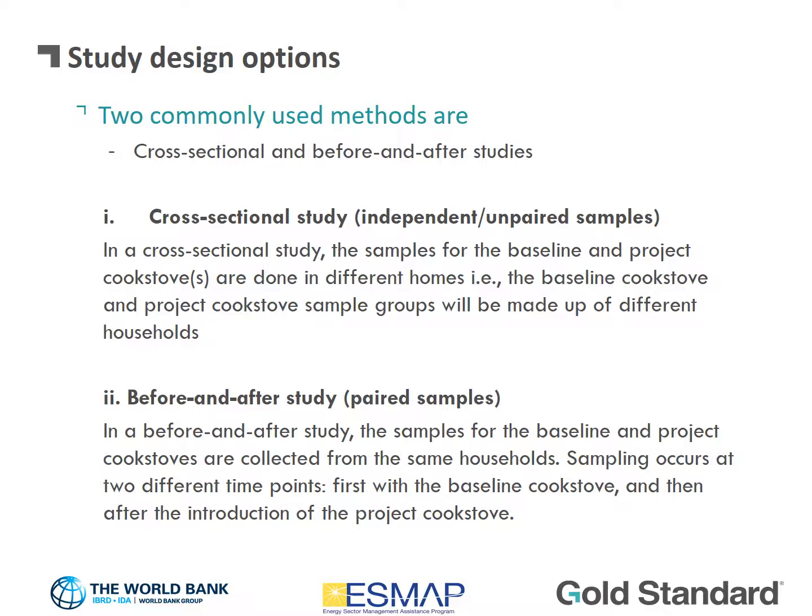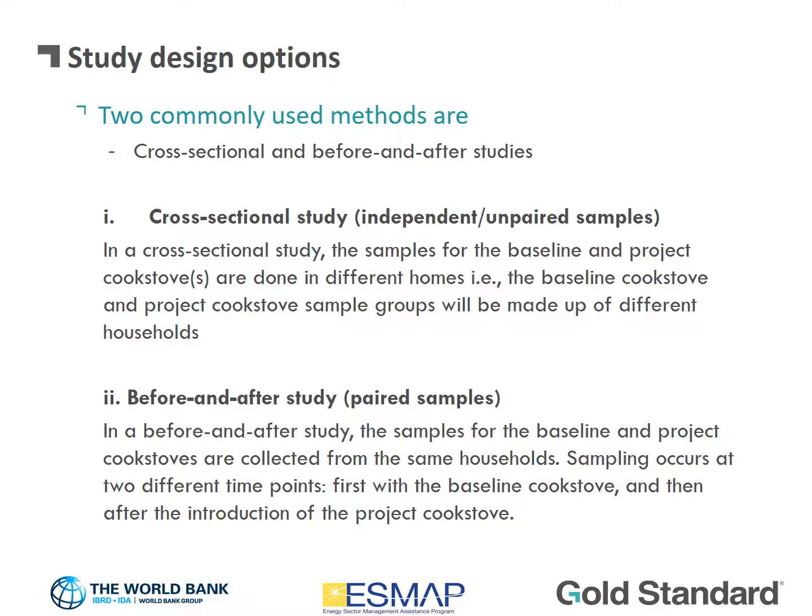The cross-sectional study is independent samples or unpaired samples. So this means that the baseline and project sample groups are two independent but well-matched groups. So the baseline scenario is in homes that do not have the project stove, whereas the project scenario is in homes that have had the project stove for some time.